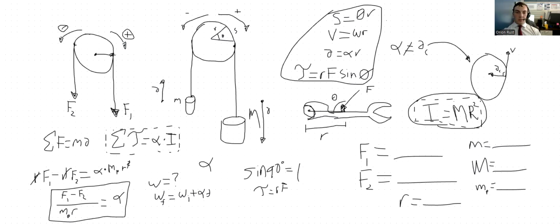And usually if they're going to ask for the omega, they'll give you something like, okay, the pulley is starting from rest, so our omega initial is 0. And remember, the units are different. It's radians per second.